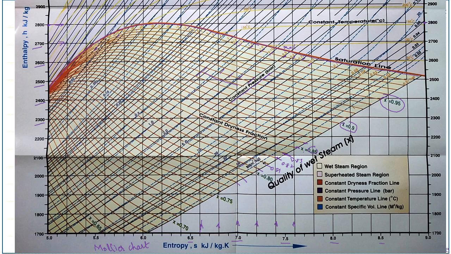Now after that, coming to this portion, below this saturation curve, whatever is this region, this is the wet steam region where we can find out the dryness fraction value. So this yellow region is known as the wet steam region. And above this curve is known as the superheated region. So above this curve we can find the steam which is superheated.